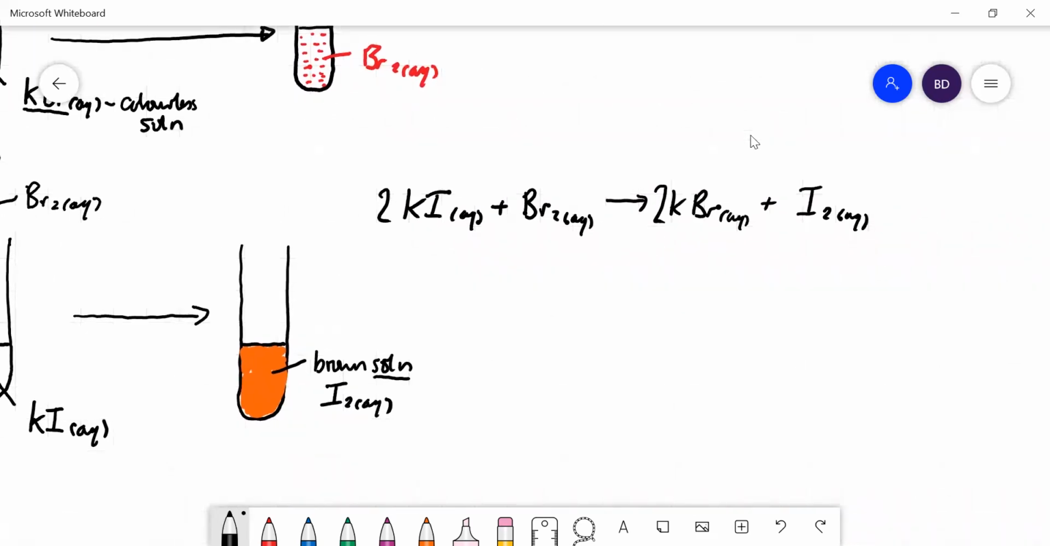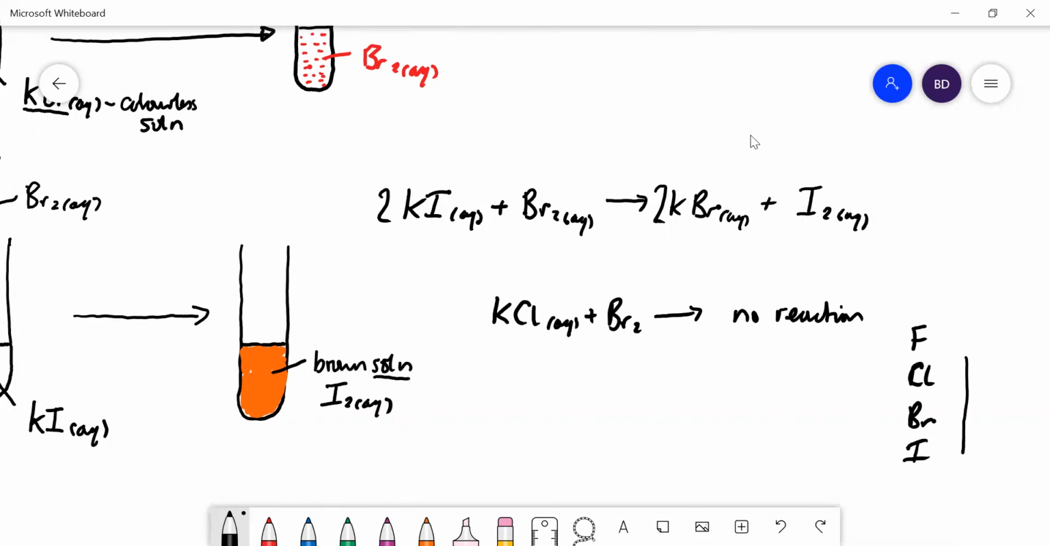If we try, for example, potassium chloride aqueous solution, and we added bromine, well, there would be no reaction there because bromine is not as reactive as chlorine, so it can't displace it from its compound. Okay, so you get a series of displacement reactions which demonstrate the relative reactivity of the halogens. And just to reiterate, they get less reactive as you go down the group: fluorine, chlorine, bromine, iodine.